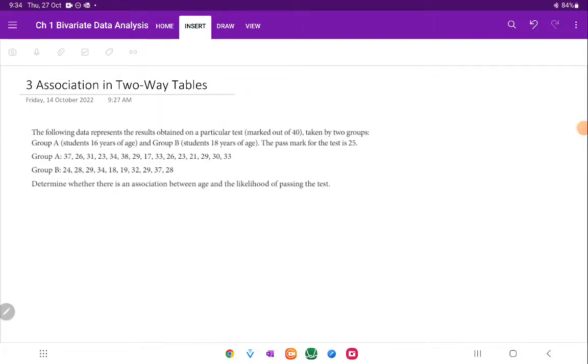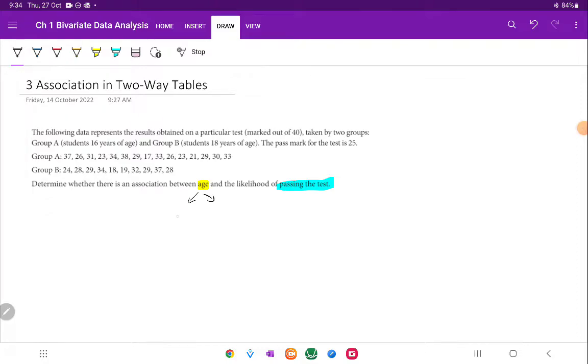So, we've got two variables. We've got age and we've got passing the test. So that's pretty helpful because we're basically going to split our age into two groups, being the younger group, Group A, and the older group being Group B. Whereas with passing the test, we can split that into two groups, the ones who pass and the ones who fail. And we're going to have to organize our numbers so that anyone who passes, which is going to be 25 or over, goes in one group, whereas all the others go in the other. So, age and passing the test.